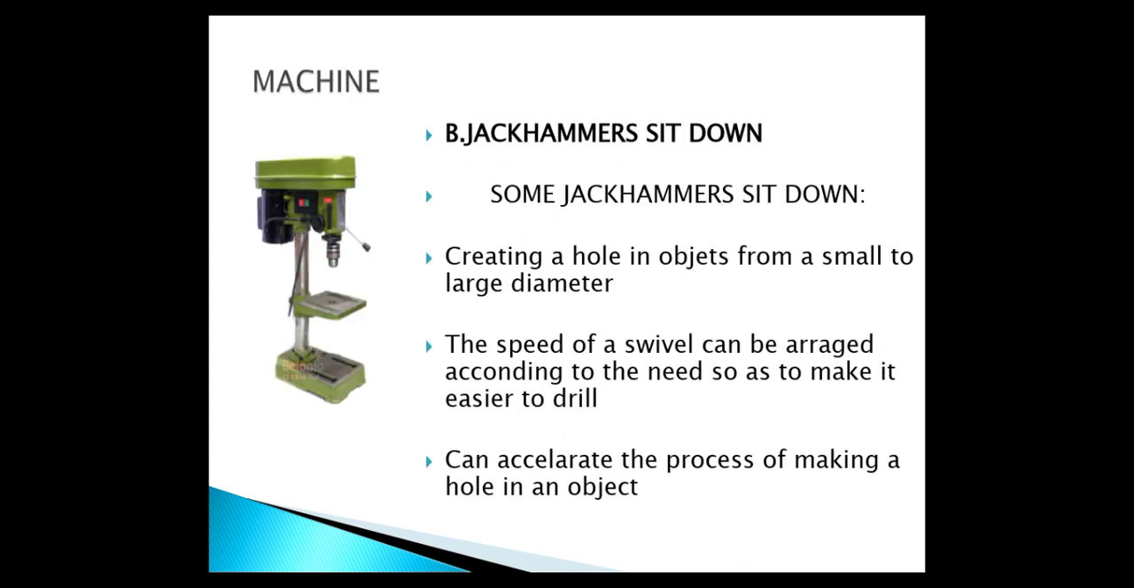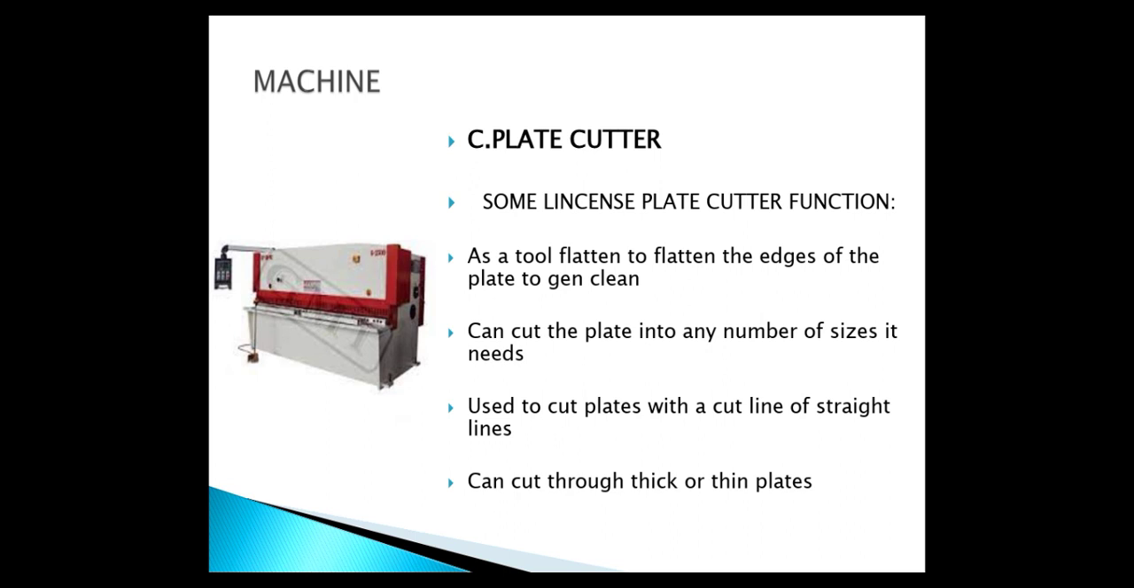B. Drilling machine. Some functions of a drilling machine. Number 1. Cutting a hole in objects, from small to large diameter. Number 2. The speed of the spindle can be adjusted according to need so as to make it easier to drive. Number 3. Can accelerate the process of making a hole in an object.